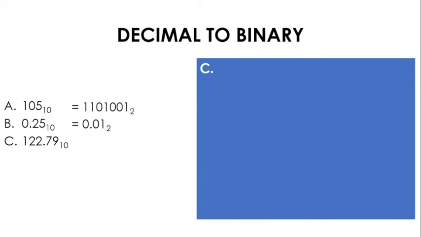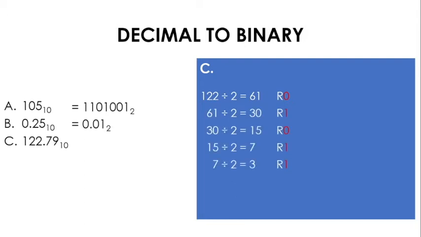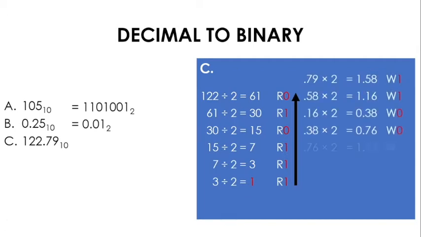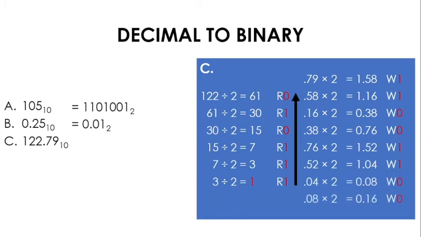Now for the last example, wherein we're going to convert a combination of a whole number and fractional part of a decimal number, all we need to do is do the previous processes we've discussed before this example. So for the whole number part, you will be dividing it by 2 and you will take the remainder. For the fractional part, you will be multiplying it by 2 and take the whole number.